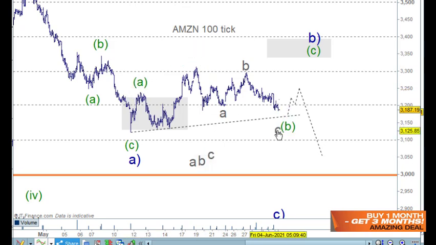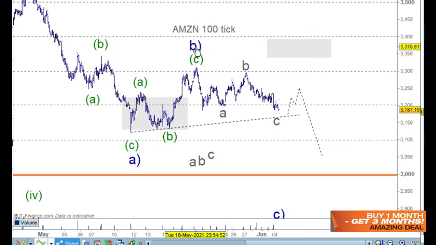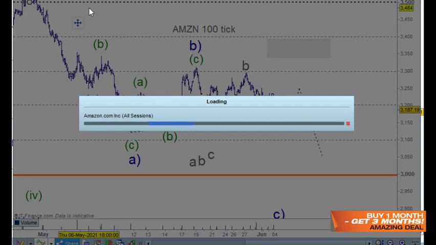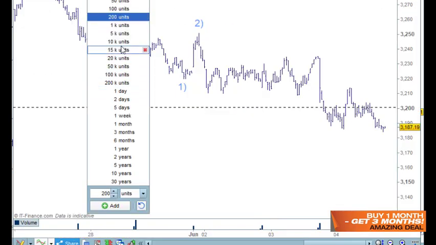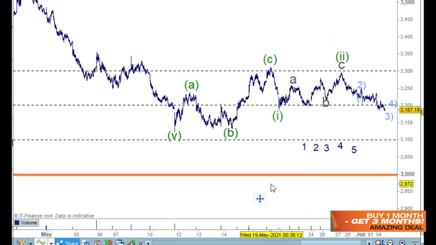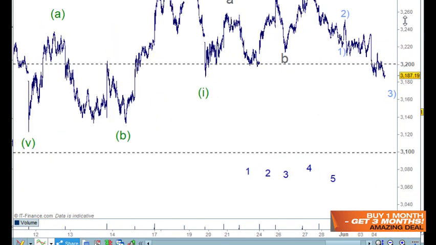The A wave, the B wave, and the C wave here are a little bit small, so we just need to be a bit mindful of it. So this is 100 ticks. I'm just going to go to my 20 tick chart where I've done some work on this before.